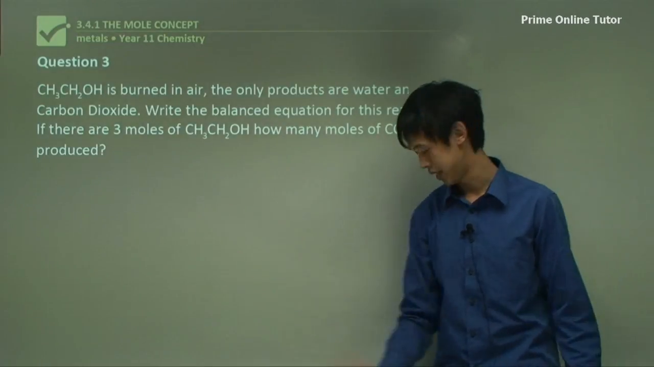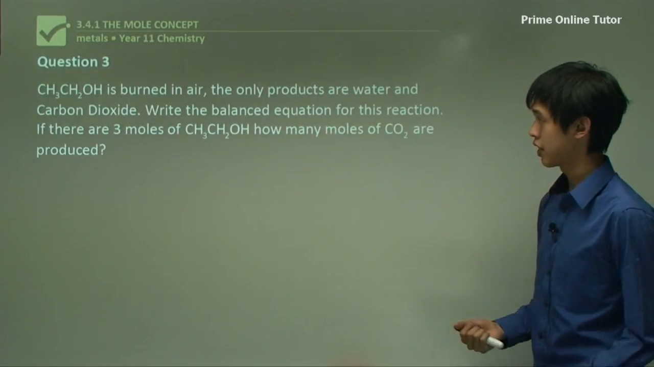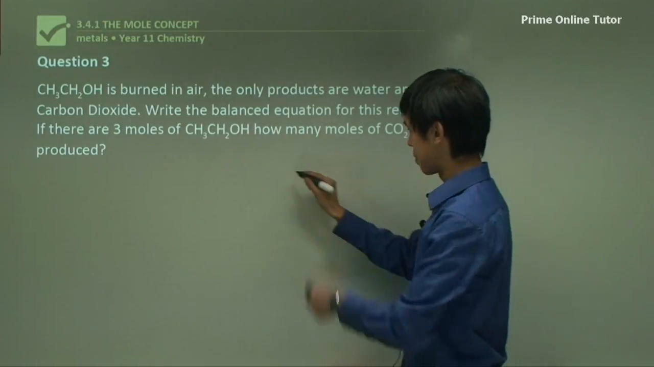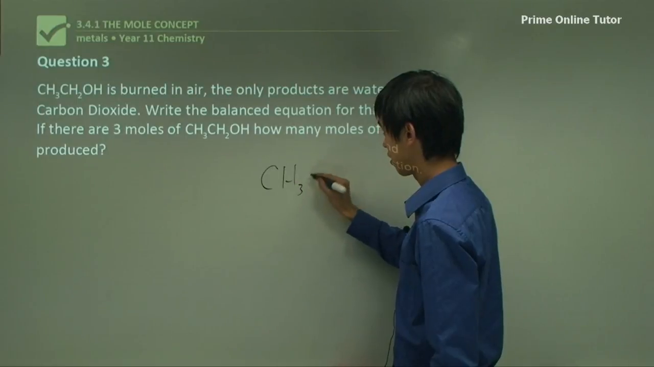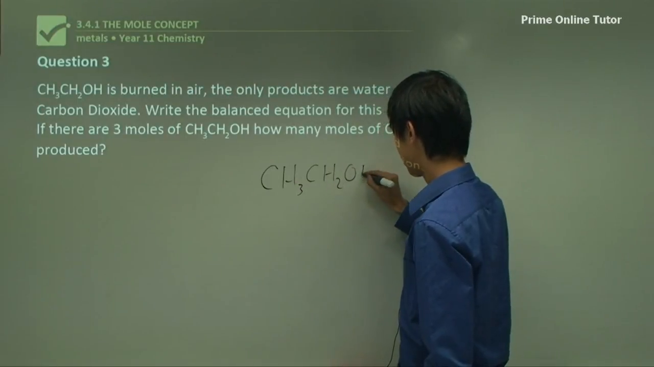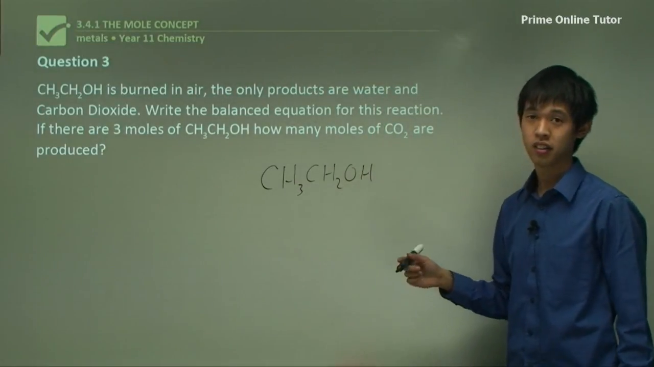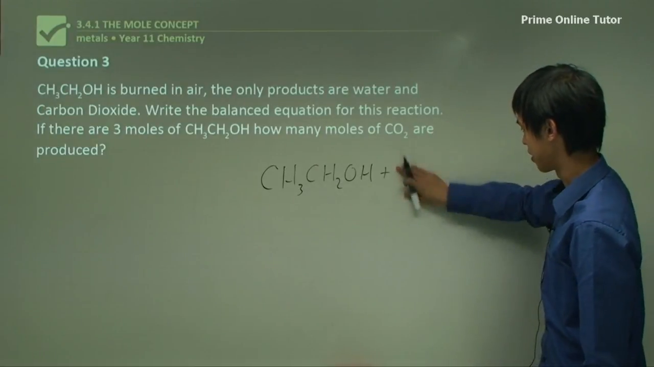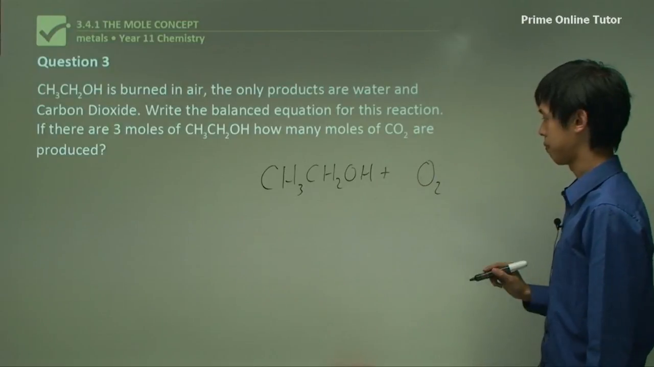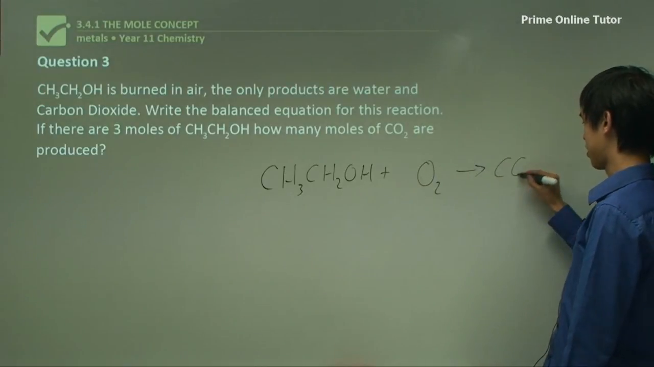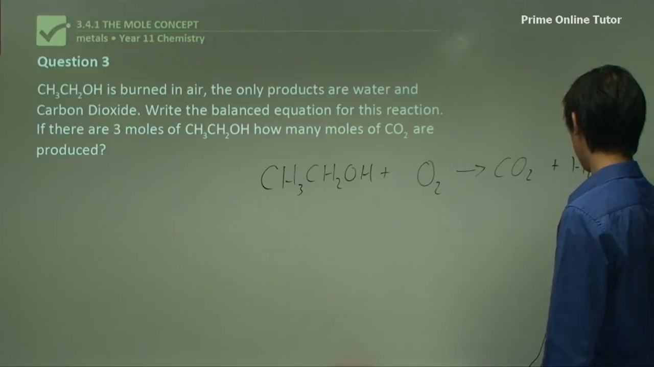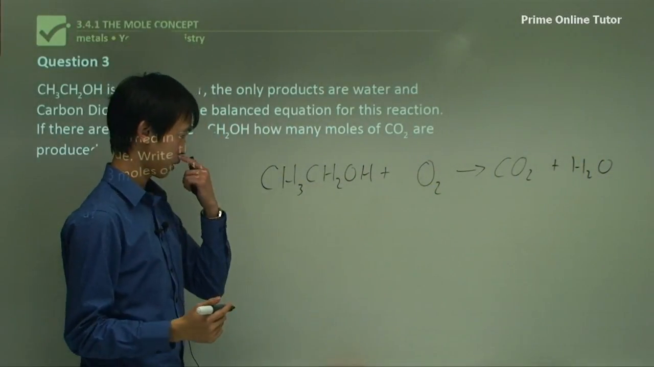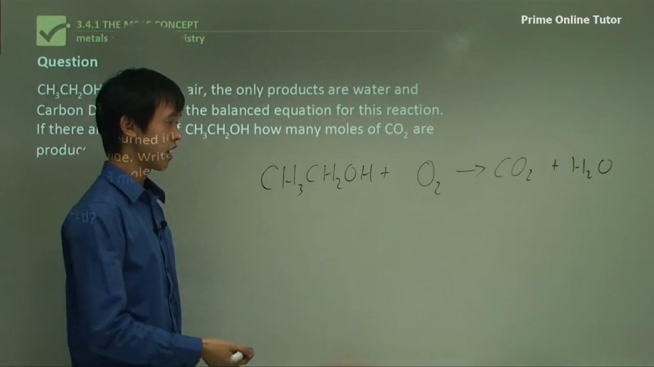Okay, fairly simple. So let's start by writing the equation. Okay, so we know that there's going to be this, because it says we're burning it in air. And we know there's going to be oxygen because that's what burning means. Oh, I might move this across. And that goes to CO2 and H2O because that's what it says the products are. And that's what it tells us in the question. Now, all we have to do now is balance it.